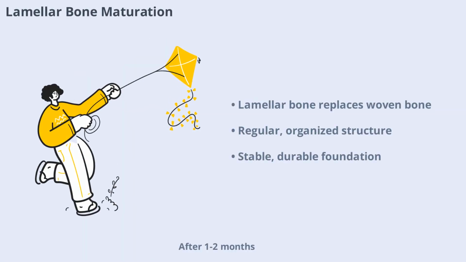After 1 to 2 months, the woven bone is progressively replaced by lamellar bone. Lamellar bone is much stronger and has a regular, organized structure. This transformation is stimulated by functional loading, meaning that as the implant is gradually put into use, the bone adapts and strengthens. After about 1.5 years, the lamellar bone provides a stable and durable foundation for the implant.